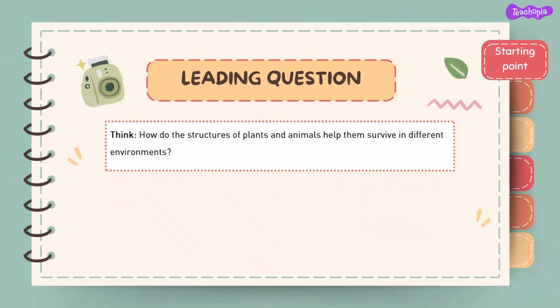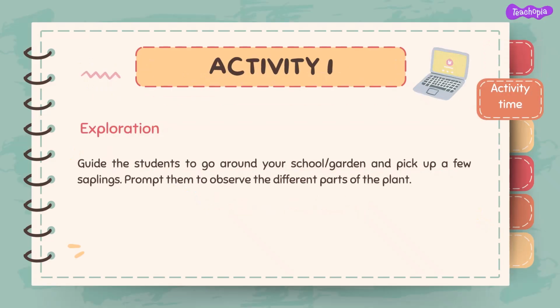The PBL starts with the leading question: how do the structures of plants and animals help them survive in different environments? This sparks curiosity and guides students to observe, analyze, and connect concepts. This helps in building critical thinking from the very beginning.